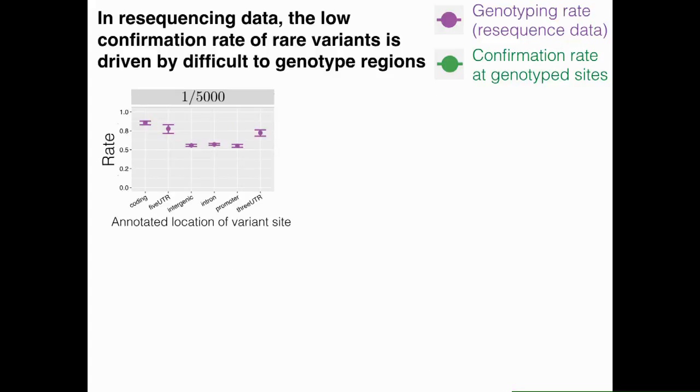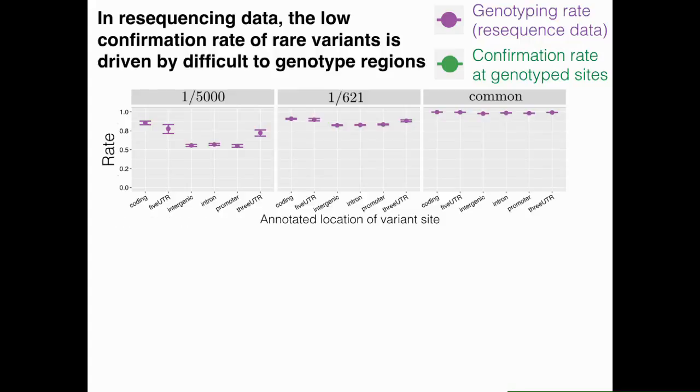So, for example, if you look at our variants at frequency 1 over 5,000 by location in the genome, you find that the genotyping rate is higher in coding and UTR regions than it is in intergenic, intronic, and promoter regions. This effect is mitigated as you go to more common variants. However, if you look at the confirmation rate within genotyped sites, you find it's robust to the location in the genome.